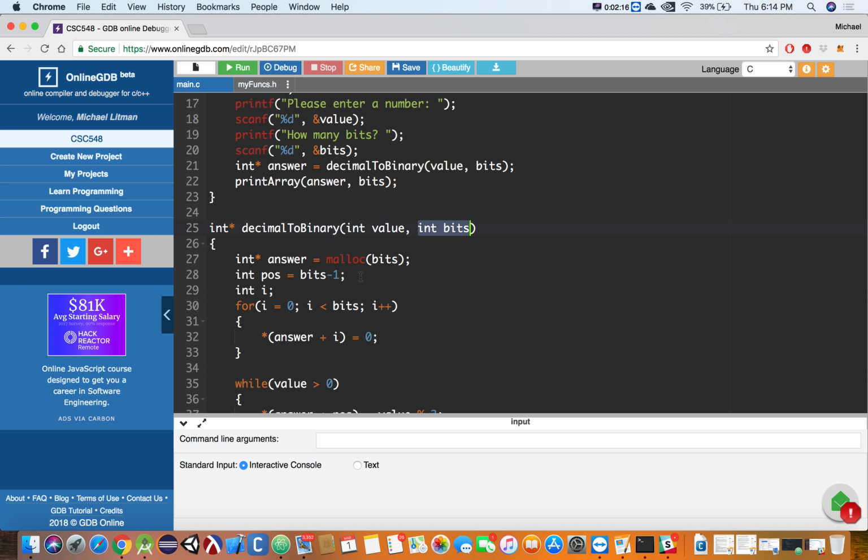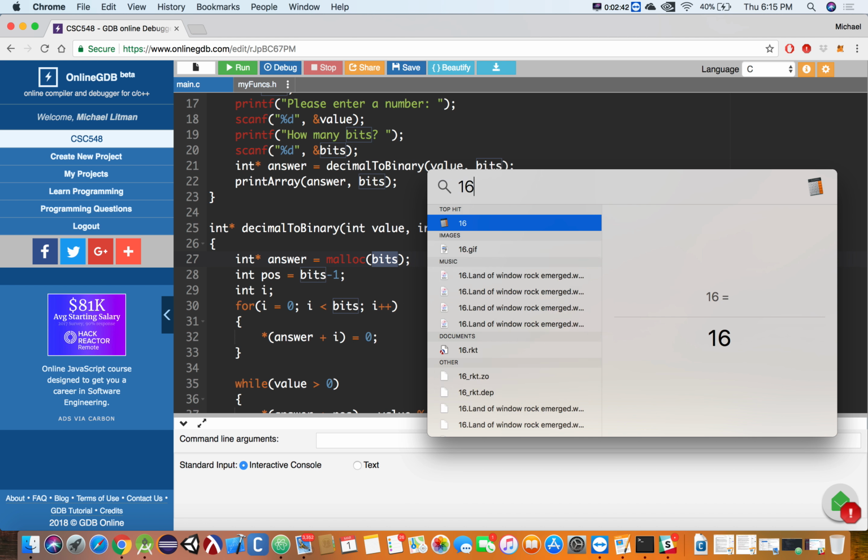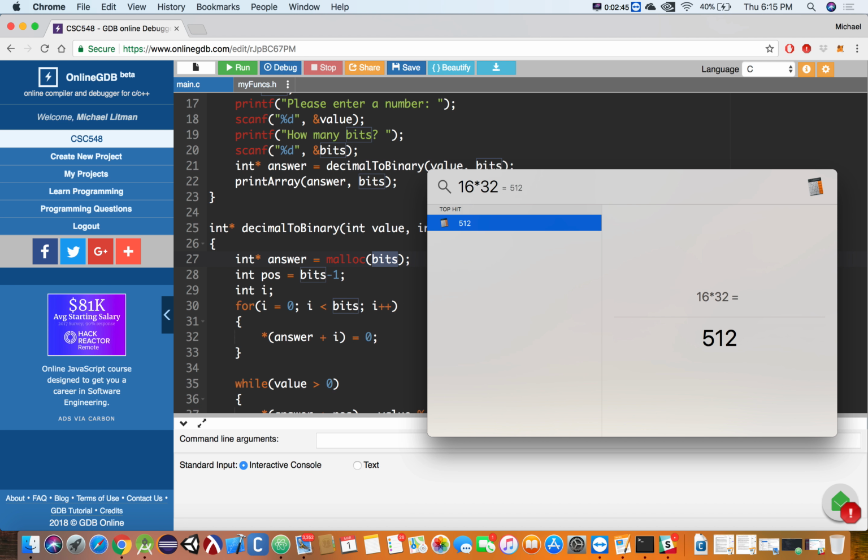All right, so when I say give me enough memory for 16 bits, that's going to give me 16 bits of memory, 2 bytes of memory, right? One integer is 32 bits. So what we're implying here is if we're going to represent this thing as 16 bits, we need 16 integers, right? 16 integers is 16 times 32 for 512 total bits. That's how much space I really needed to ask for in this case. Okay, but I didn't. I asked for 16 bits.